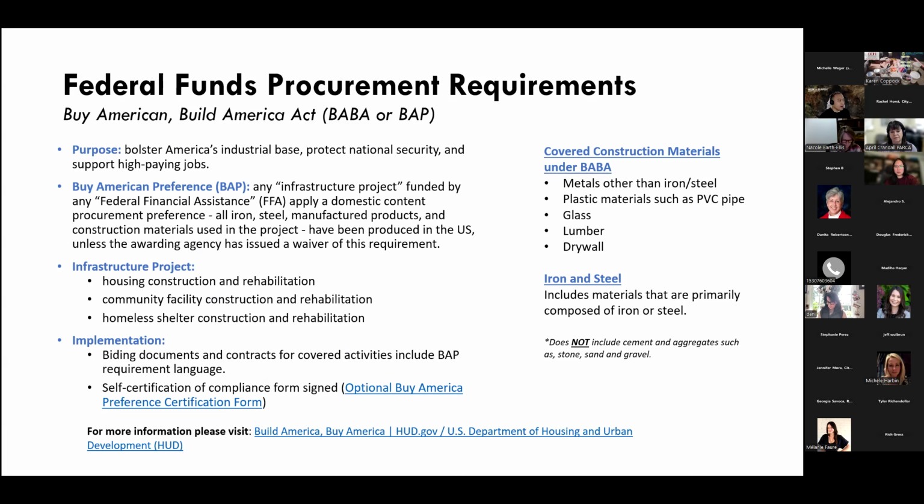Usually at this moment right now, all forms of BABA will be applicable. And then a lot of it will be focused on infrastructure projects such as housing construction, rehabilitation, community facilities construction, and homeless shelter construction and rehabilitation. It's implemented in the bidding documents and contracts covered for these specific projects. Self-certification compliance is signed, which is an optional certification form that you could use. And for more information, please do visit the HUD website. Then on the right, you'll see all the covered construction materials that are required under BABA.